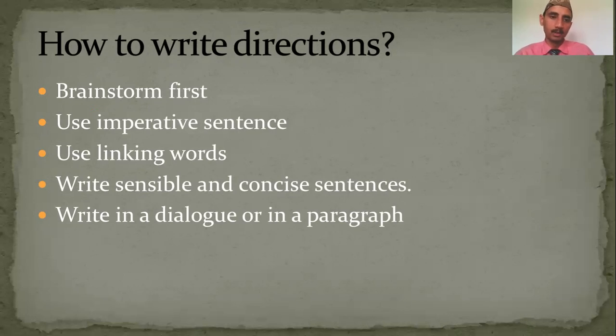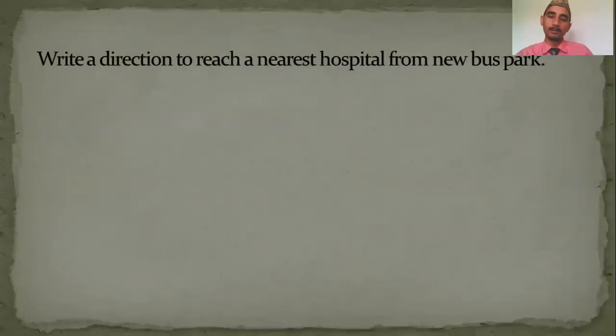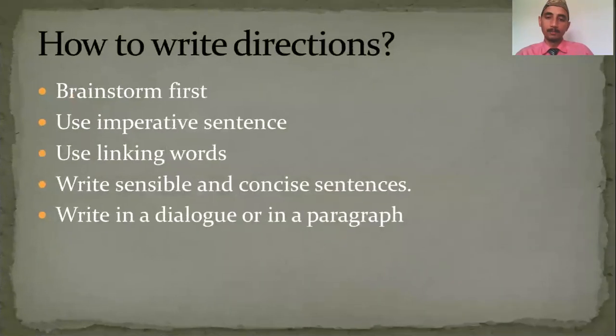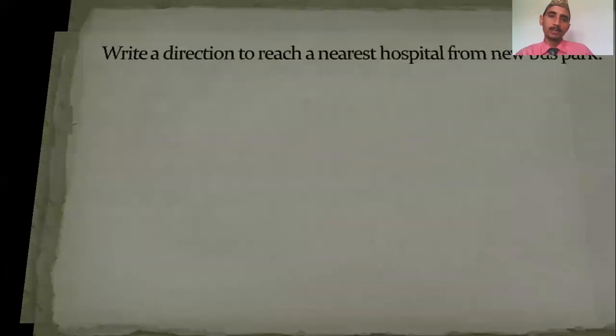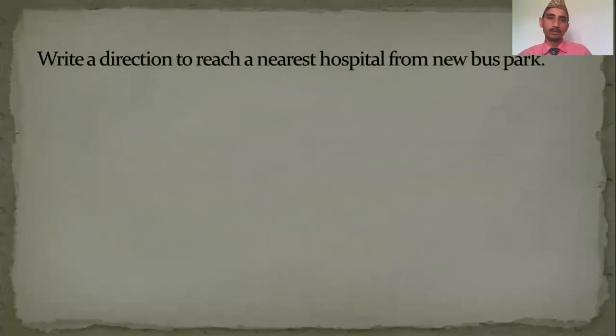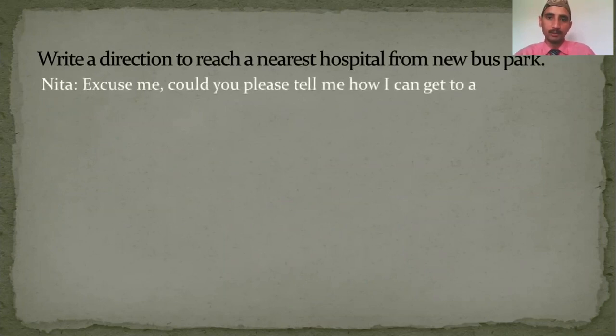That means action. And next, the last one, you can write this one, okay? Now, either in a dialogue form or in a paragraph. So dialogue form means you can invent characters and communicate this kind of dialogue between each other. So there is the question here, classwork. Write a direction to reach a nearest hospital from New Bus Park. So how do you write them?